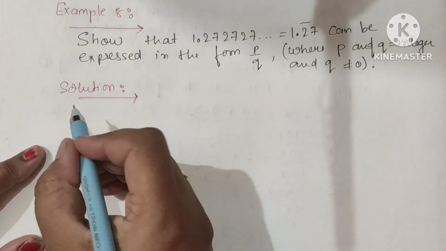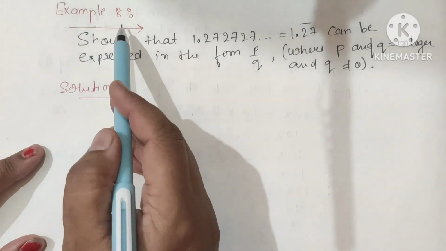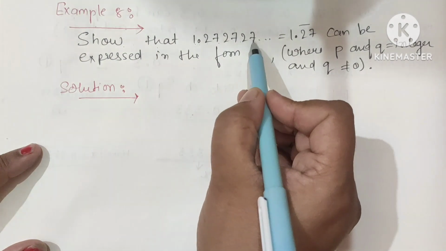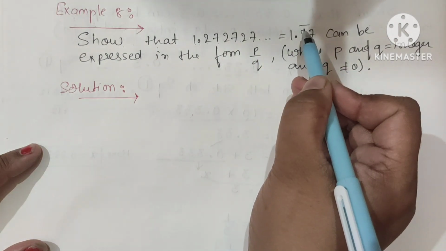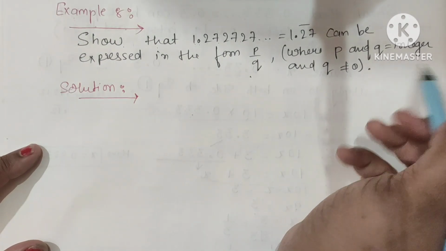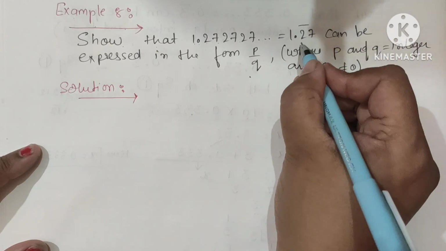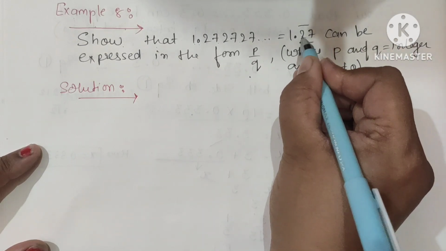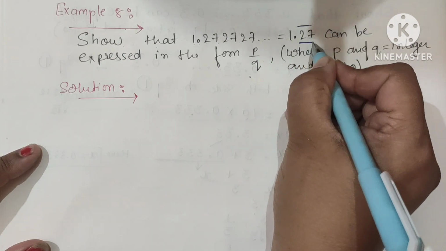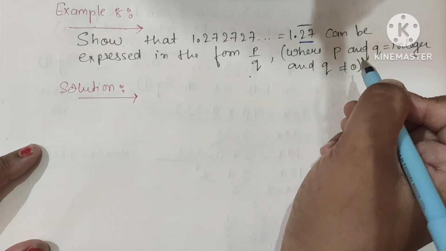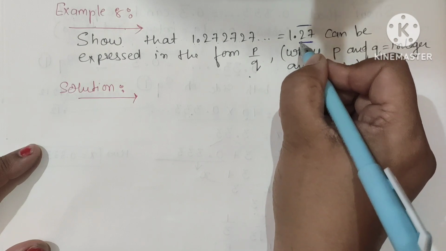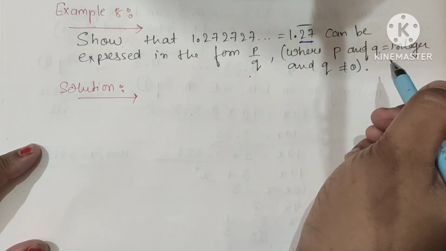Okay, we'll see the next example. Example number 8. Show that 1.272727, that is 1.27 bar, can be expressed in the form of p by q, where p and q are integers and q is not equal to 0. In the previous example I told you, if there are two numbers which are getting repeated, you would have got an idea that here you are going to multiply it by 100. Why? Because there are 2 digits after the decimal which are getting repeated.